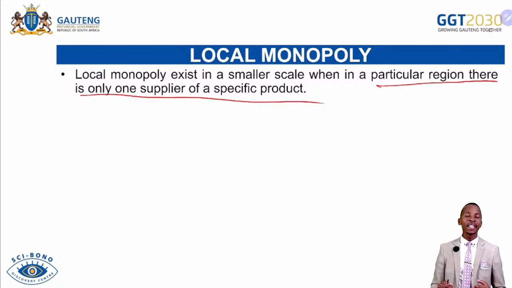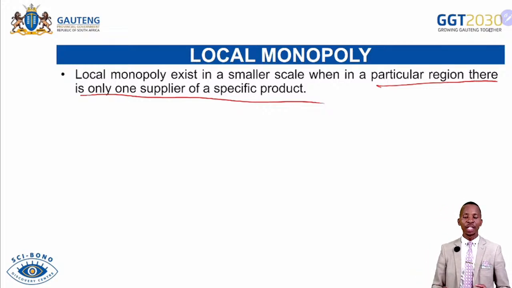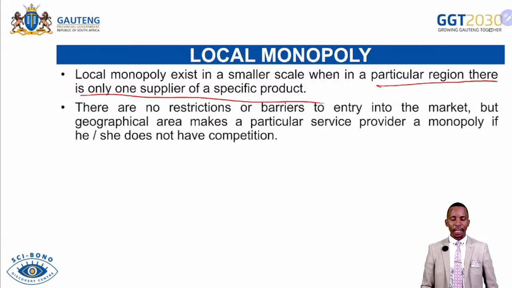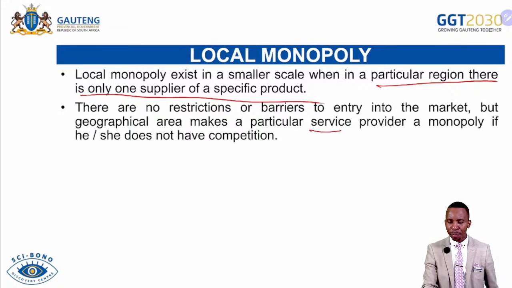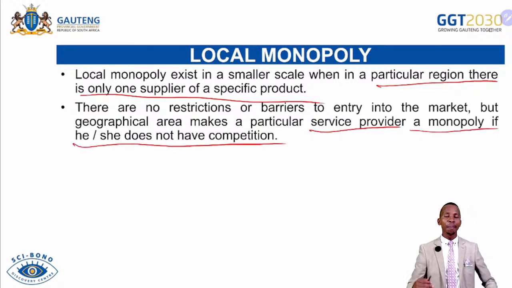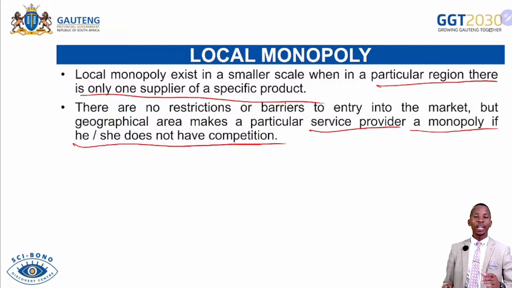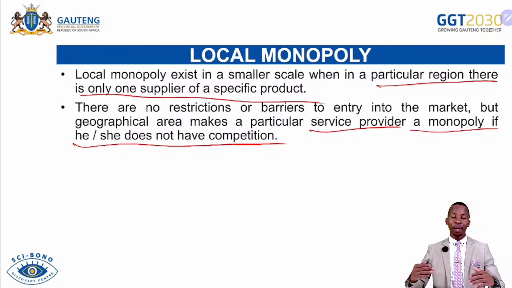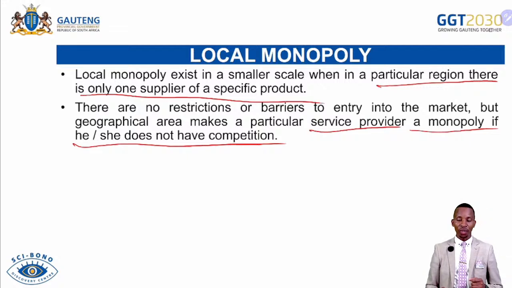So local monopolies are created based on location or geographical areas where they don't have competitors around them. That's why we talk about regions. There are no restrictions or barriers to entry into the market, but geographical area makes a particular service provider a monopoly if he or she does not have any competition. In a particular area, there is this general doctor, the only doctor available in that area. In other regions, there are doctors. So locally, the doctor is a monopoly because he or she does not have a competitor.